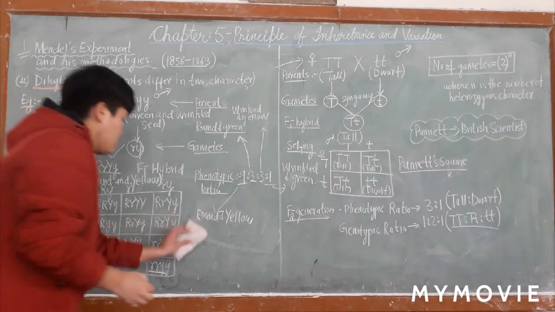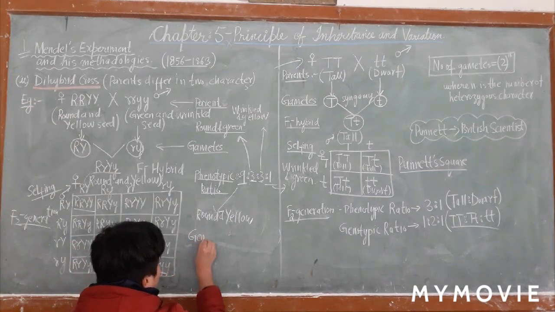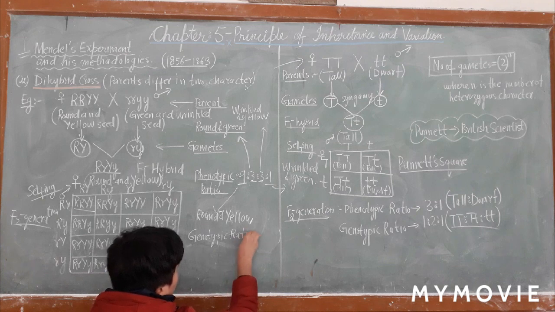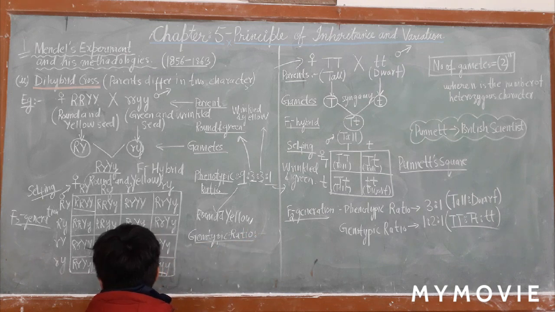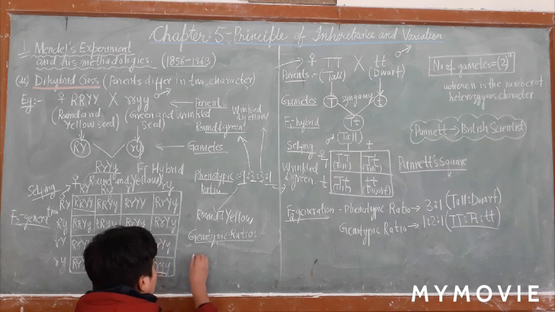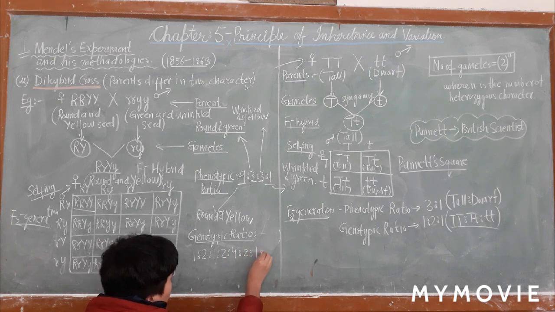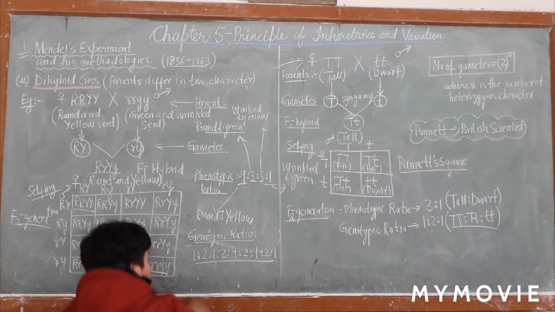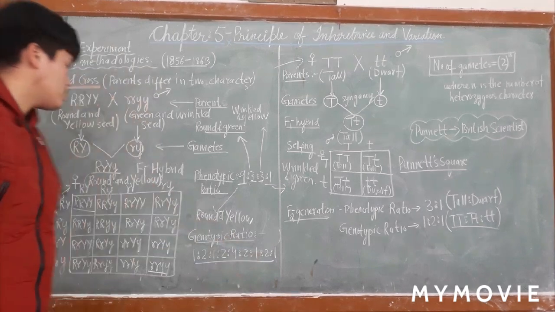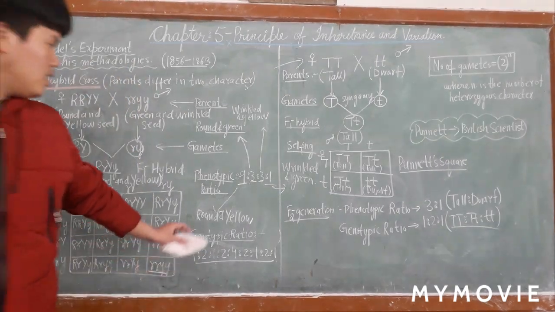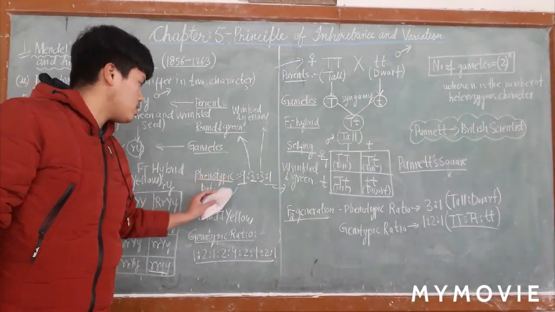Now phenotypic ratio is done, next is the genotypic ratio. Now genotypic ratio is very much complicated and it is not asked in exam. 1:1:4:2:1:1 is your genotypic ratio. It is quite complicated. Not that much important, but the phenotypic ratio is quite important.